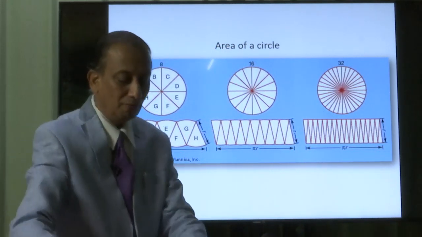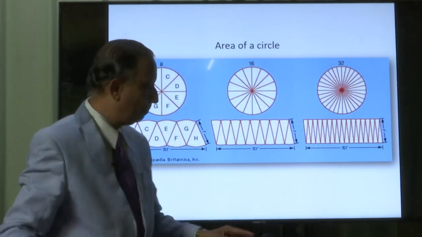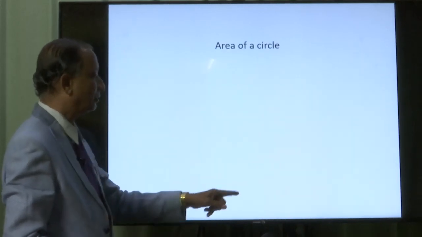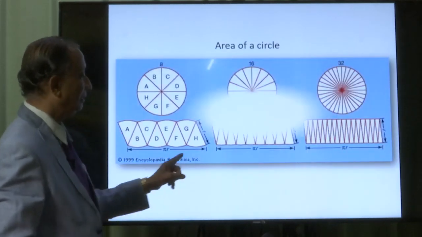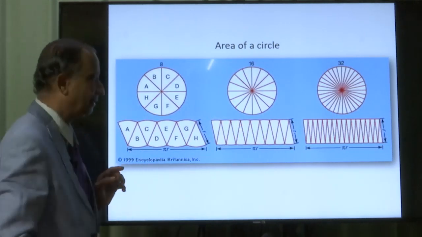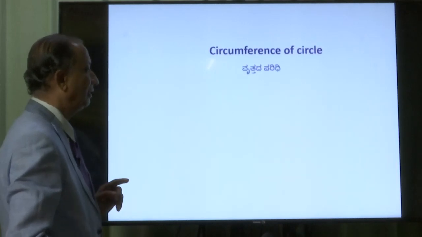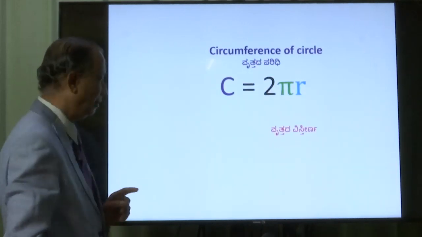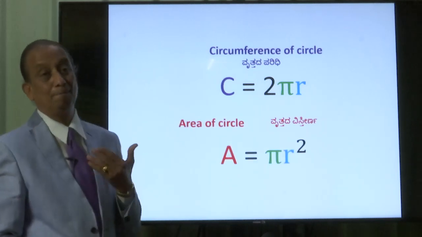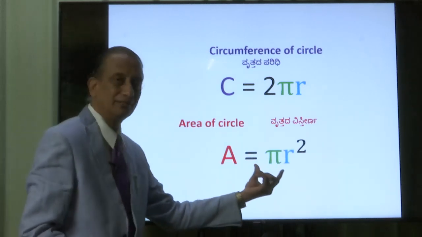So, now if you multiply these two, length into breadth, you get the area of a circle equal to pi r square. Okay? So, the area of this is nothing but pi r square. So the circumference of a circle is nothing but 2 pi r, whereas the area of a circle is nothing but pi r square. So how did we get this formula?